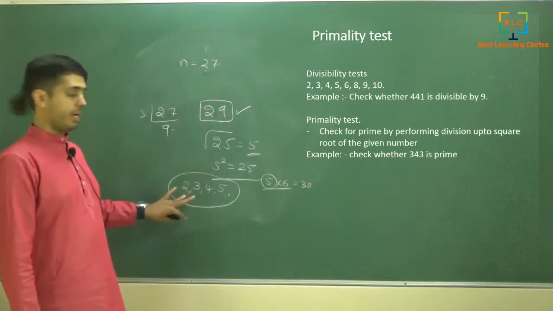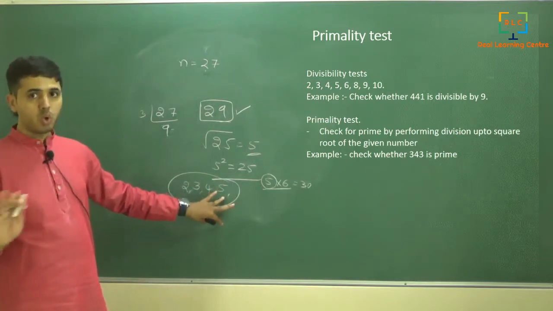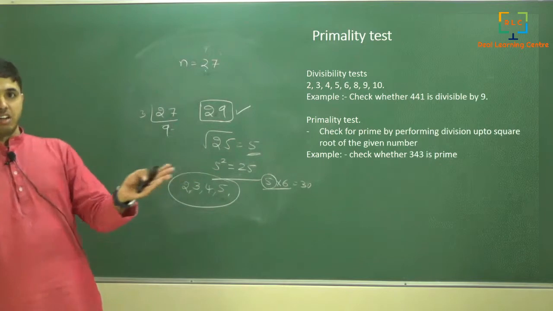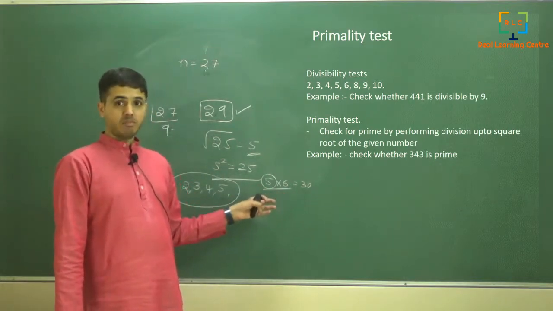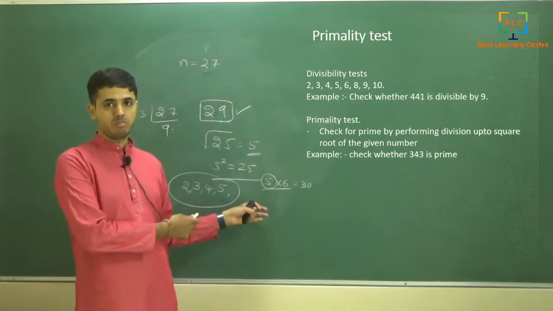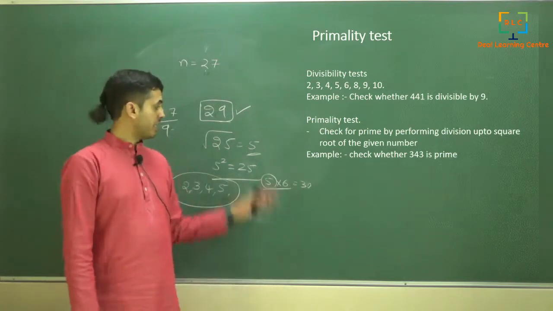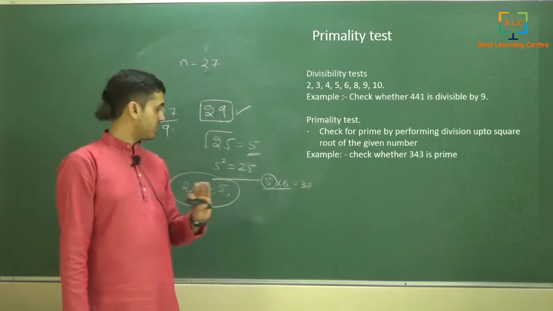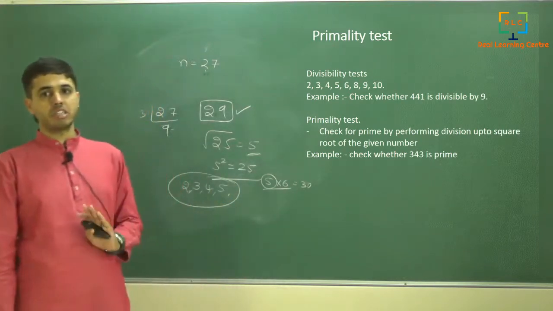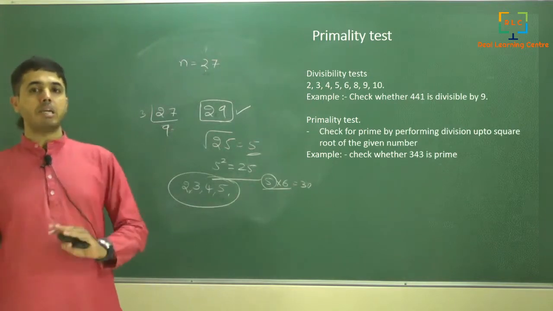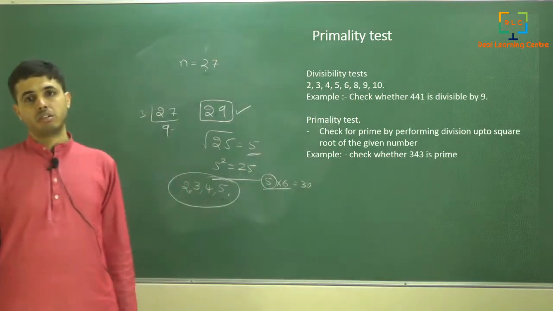29 goes by 2? No. It goes by 3? No. It goes by 4? No. Is it divisible by 5? No. That's enough. I don't have to check further because all the numbers less than or equal to 5 are already checked. So 6 square is 36, which is bigger than 29. Hence, I can stop checking at integer 5. This is a very important concept to understand: in order to check for primality, I need to check only up to the square root of that number.